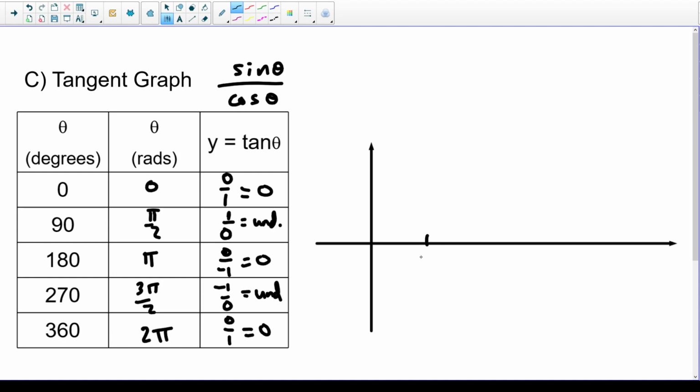Well, let's see. So let's go 90, 180, 270, 360. And we're going to put the negative 90 in there as well. So I have a point at 0, 0. I have a point at 180, 0. I have a point at 360, 0. But I have undefined values at 90 and 270. Well, what that means, folks, is that we have asymptotes at those points.